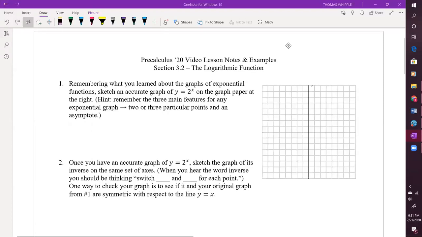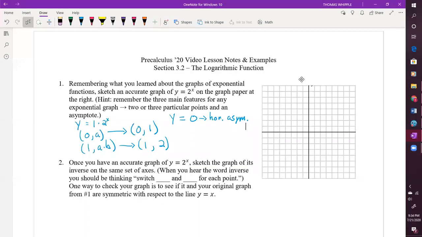Okay, see if this is what you did. So previously we had talked about how the points (0, a) and (1, a times b) are on the graph. In this case, our a is just 1. So we would have the point (0, 1), right? If we put 0 in for x, we get back 1, and then the point (1, 2) on the graph. And then the third feature that we talked about was the horizontal asymptote of y equals 0. Now, we could also graph a few more points, but let's go ahead and put these in here. So we have (0, 1), and then (1, 2), and then here's that horizontal asymptote of y equals 0.